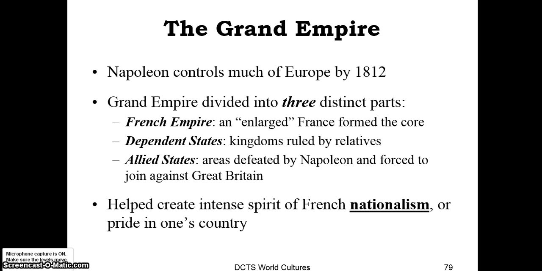It's divided into three parts. The French Empire, or an enlarged France, formed the core. Then dependent states, kingdoms ruled by relatives of Napoleon, and then allied states, areas defeated by Napoleon and forced to join against Great Britain. This empire that he creates creates an intense spirit of French nationalism, or pride in one's country.